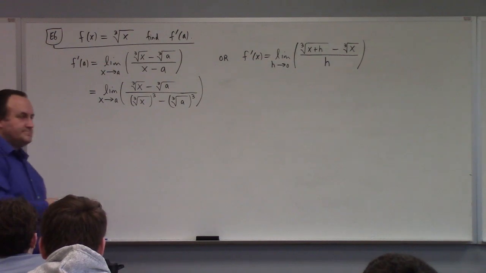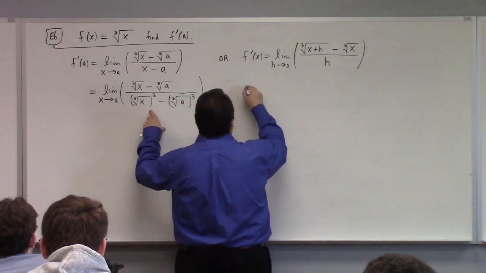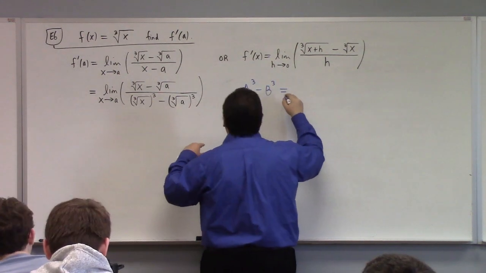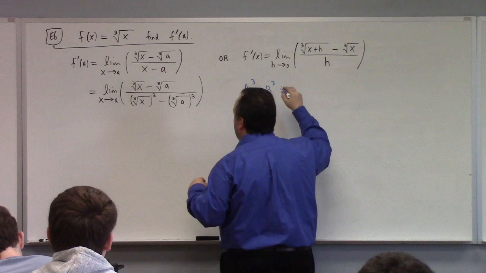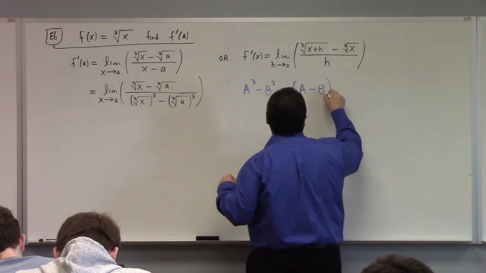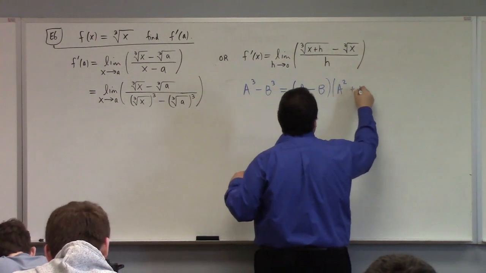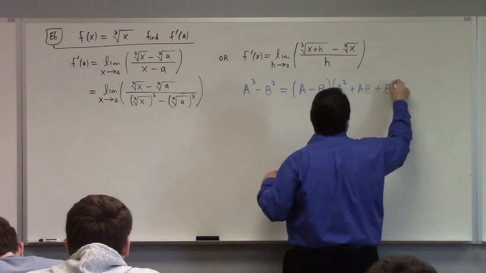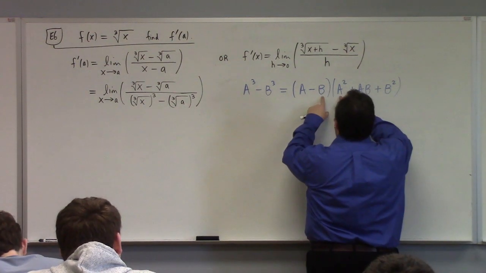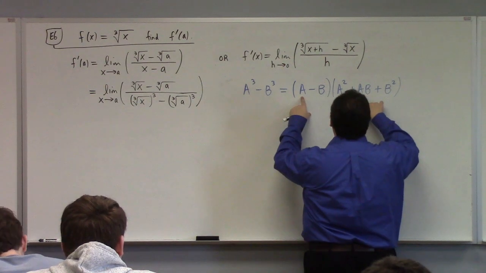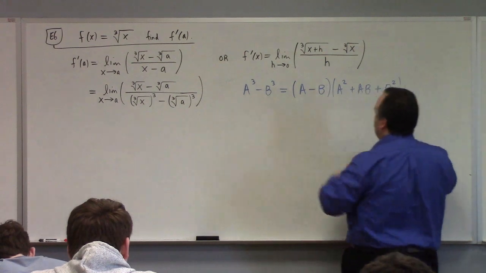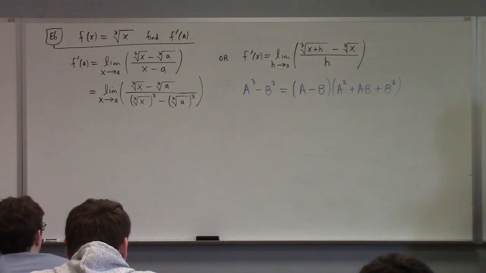See, if I do that, I can think of this pattern as a cubed minus b cubed, which is going to give me a minus b times a squared plus ab plus b squared, if I remember right. I always got to check myself every single time. Multiplying out: a cubed plus a squared b plus ab squared, minus a squared b minus ab squared minus b cubed. We're good. All right.